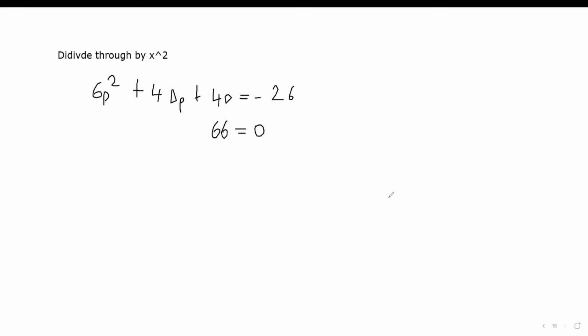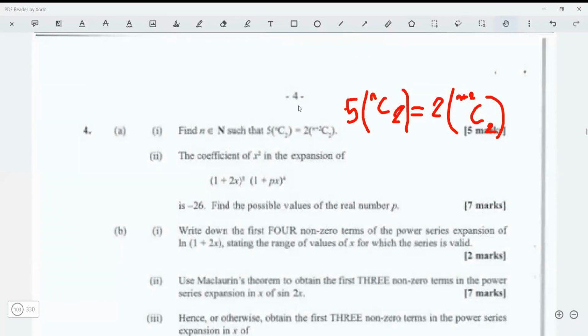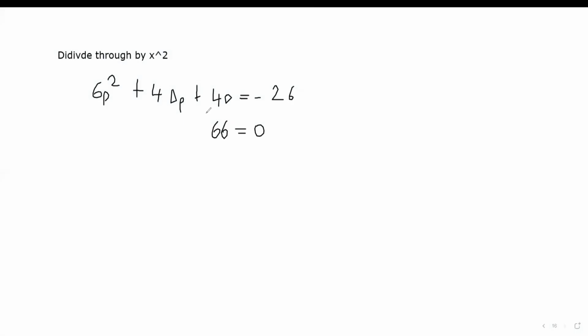Was it 26 or was it 28? Let me check that, because that could have been divided through by 4. Yeah, negative 26 is good. So bring it over, it's now 66 plus 40p plus 6p squared, and this is what we're going to use to solve for p. Now let us divide through by 2. That gives us 3p squared plus 20p plus 33.